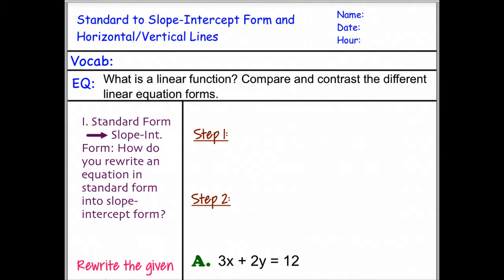In Day 1, the other day, we learned about standard form. I just want to remind you that standard form is ax plus by equals c. This is standard.